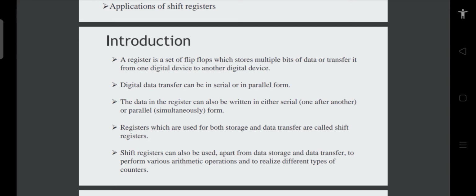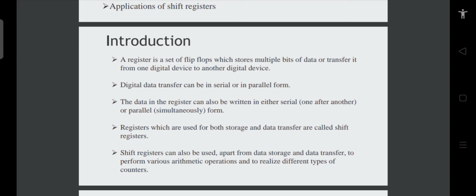So such circuits which can be used for two purposes, storage of the data and transfer of the data, are called registers. This data transfer can be in serial form or in parallel form. The data, if written serially, means the data is written one after another. When we say it is parallel, either on the output side or the input side, we mean that it occurs simultaneously.